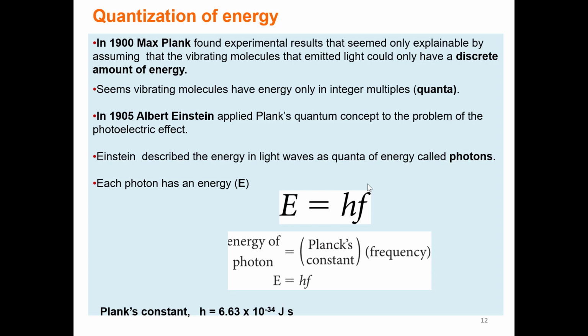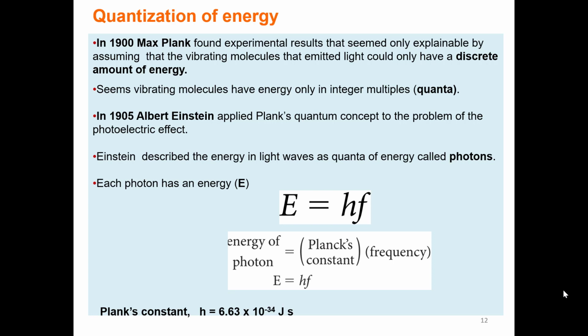In 1900, Max Planck explained his results. He considered that vibrating molecules can emit light only in discrete amounts of energy, meaning some particular values. This discrete amount of energy he called quanta. In 1905, Albert Einstein applied the quantization of energy concept to the problem of the photoelectric effect.